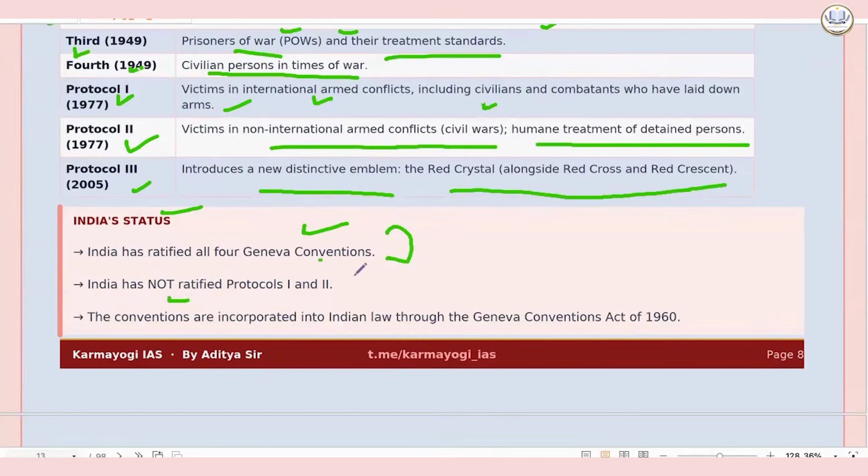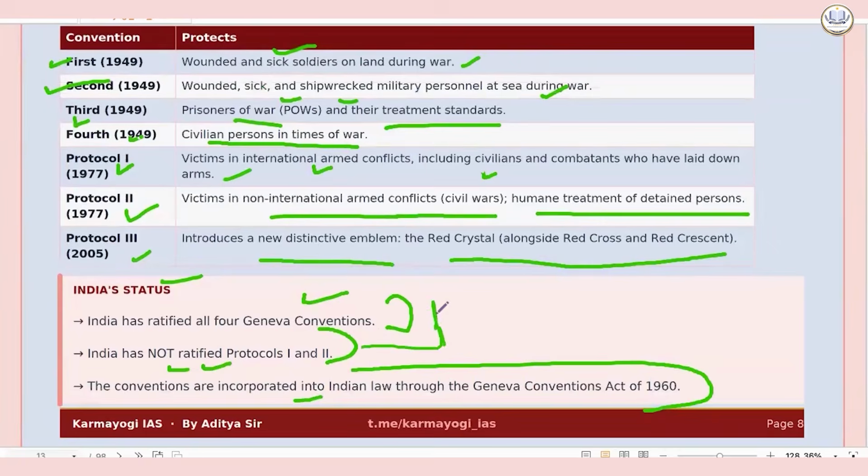India has not ratified Protocols 1 and 2. The conventions are incorporated into Indian law through the Geneva Convention Act of 1960. So India has not ratified Protocols 1 and 2 is something which is very, very important for your prelims examination.